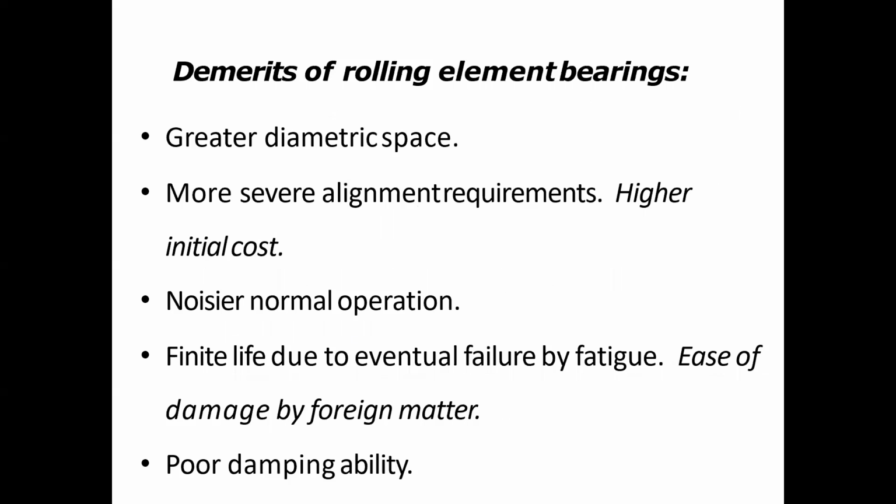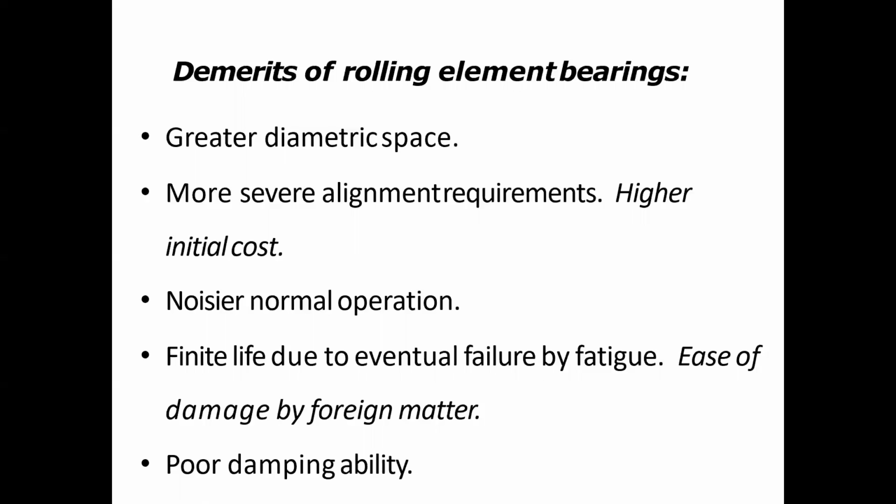Okay. If we talk about the demerits of the rolling contact bearing, the greater diametral space is required. As you know, there is the inner race thickness, then there will be space required for the rolling element, then the outer race. So the overall diametral space requirement is more as compared to the sliding contact bearing.